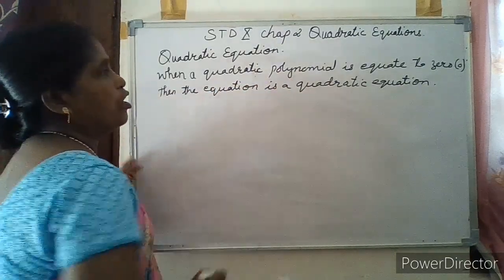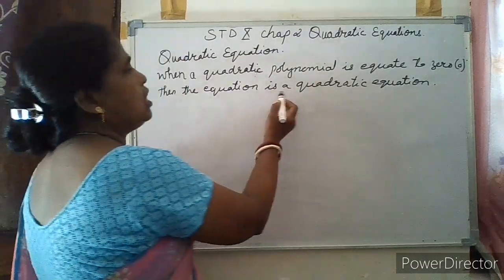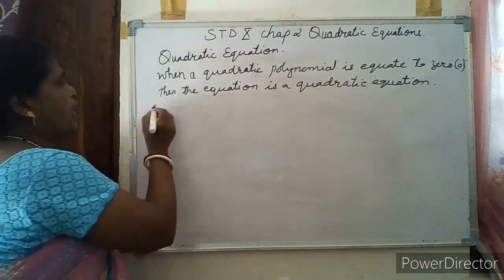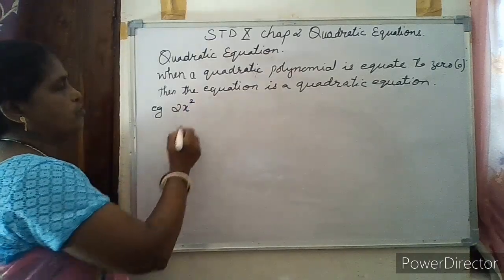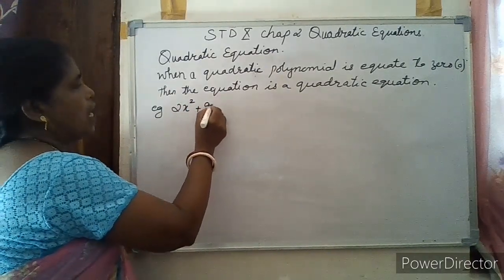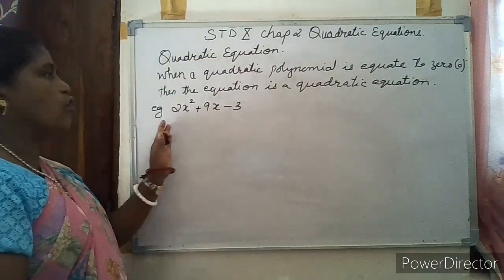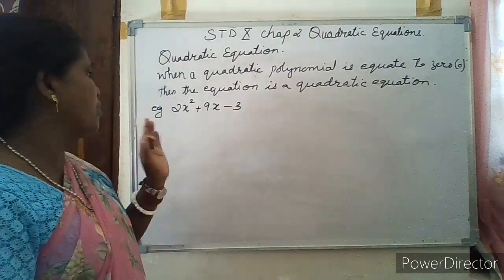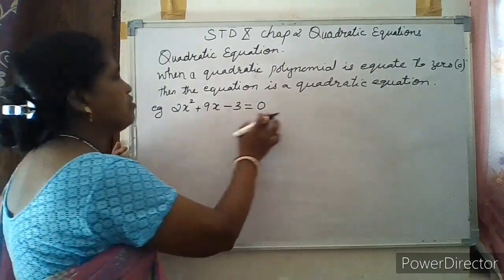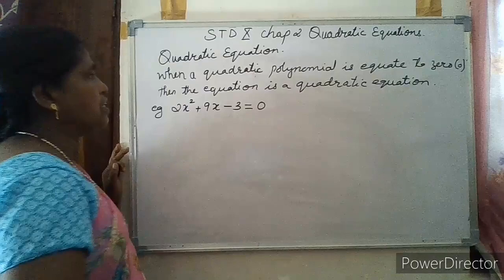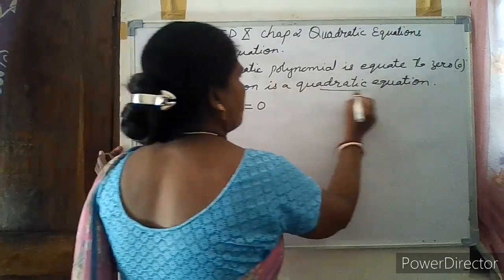When a quadratic polynomial is equal to 0, then the equation is a quadratic equation. With an example, you will learn in a better way. For example, if I write 2x squared plus 9x minus 3, this is a quadratic polynomial as you have learnt before. But if this is equal to 0, then it becomes an equation. Such a type of equation is called a quadratic equation.